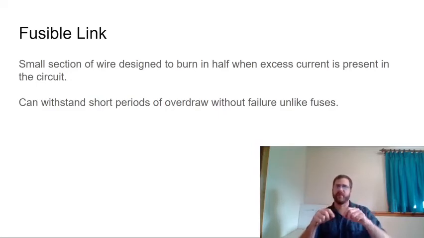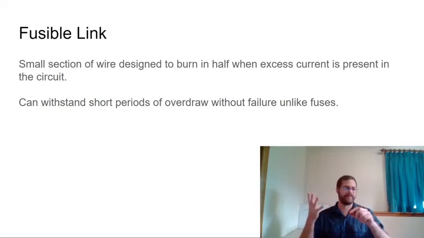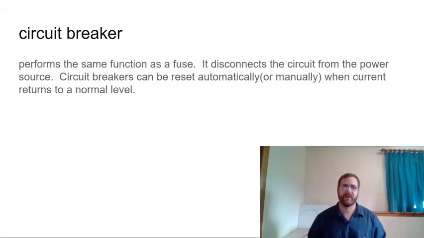The other positive to that is it can withstand short bursts of overcurrent without blowing out. So let's say we have an electric motor that's going to run pretty consistently, and it draws double the amperage when it fires up. So when it fires up, it draws 30 amps for just a second and then drops back down to, say, 15 amps. A fusible link can handle that where a fuse would not be able to.